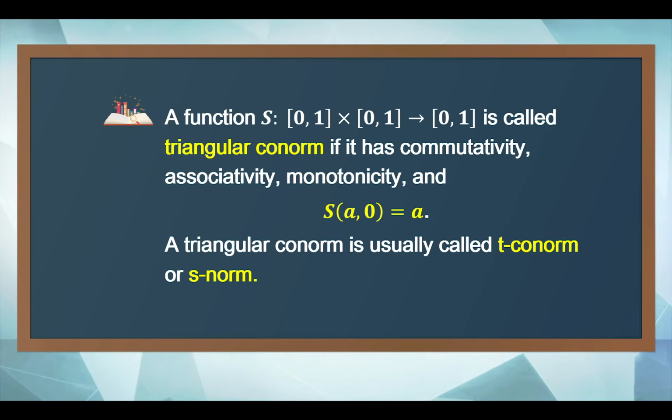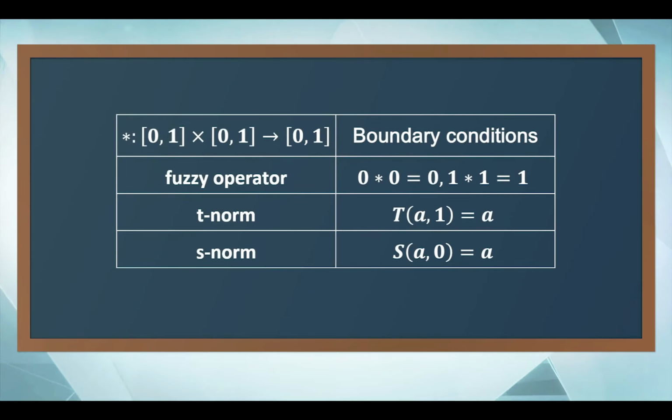All the three kinds of operations have commutativity, associativity, and monotonicity. What's the difference? The boundary conditions. The boundary condition of T-norm is T of A, 1 is the same as A. The boundary condition of S-norm is S of A, 0 is the same as A.